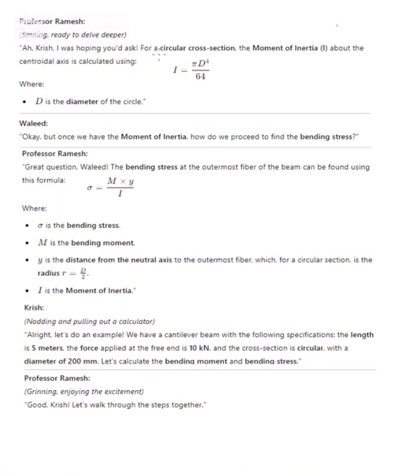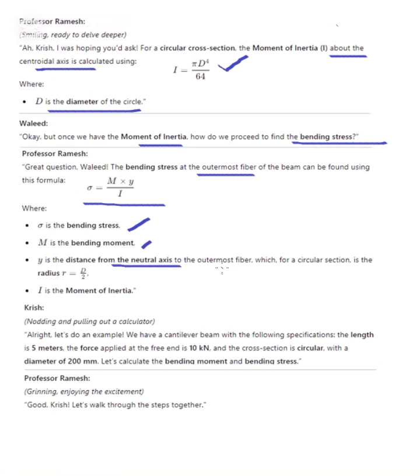Yeah, Chris, I was hoping you would ask that question. For a circular cross section, the moment of inertia about the centroidal axis is calculated using pi d power 4 by 64, where D is the diameter of the circle. Okay, but once we have the moment of inertia, how do we proceed to find the bending stress? Great question, Olin. The bending stress at the outermost fiber of the beam can be found using sigma equal to M by I into Y, where sigma is the bending stress, M is the bending moment, Y is the distance from the neutral axis to the outermost fiber, which for a circular section is D by 2, and I is the moment of inertia.